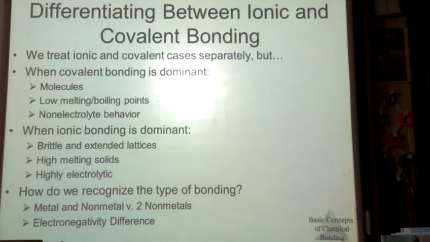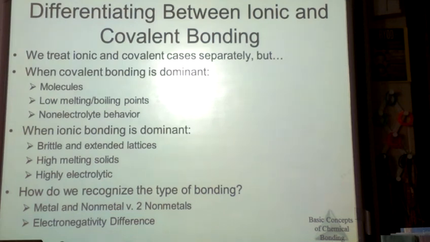When ionic bonding is dominant, usually what we see are brittle or extended lattices. So I see these really large crystal structures. And then I also see that those ionic solids could be brittle. They're very high melting points, very, very high melting points. And that's because we've actually had a transfer of electrons. So because of that, that Coulombic attraction is much stronger than just sharing a pair of electrons. And then we know that ionic bonds are highly electrolytic, meaning that when they dissociate in water, they will break apart into their ions, so that can carry current.